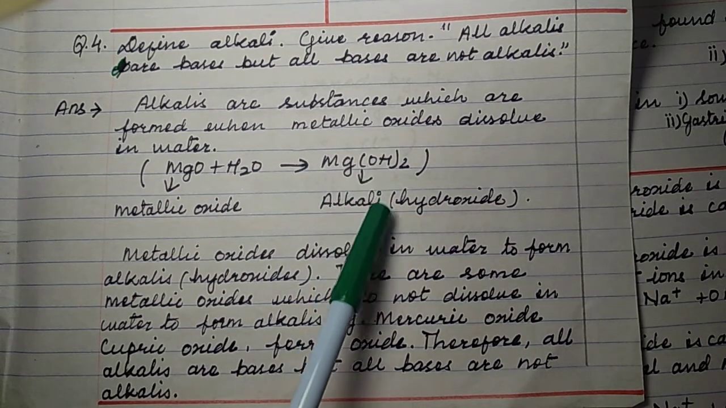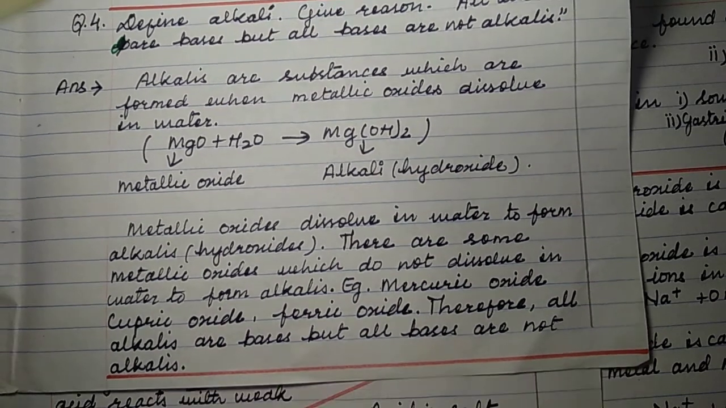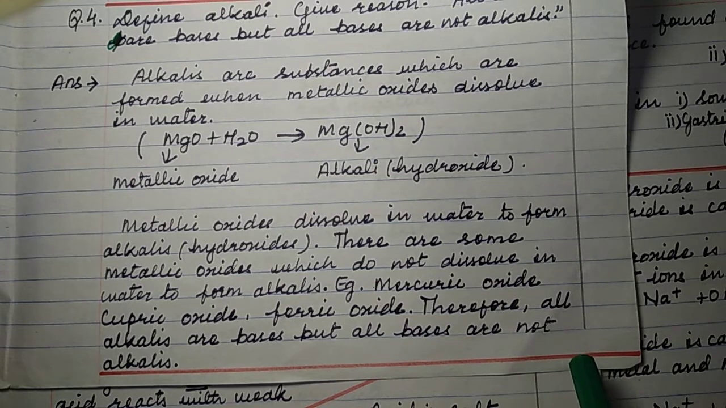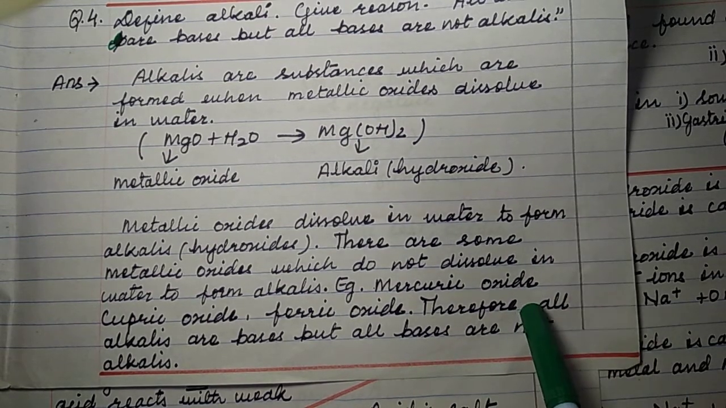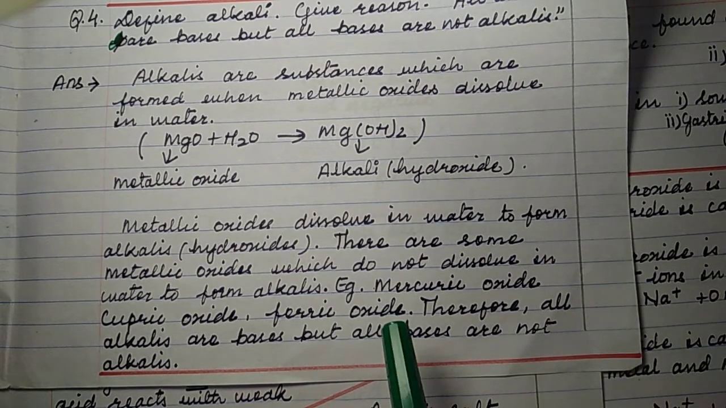Magnesium hydroxide is an alkali. So alkalis are such chemical substances. Now the next part of the question is: all alkalis are bases, but all bases are not alkalis. Give reason. All alkalis come from bases, but all bases cannot become alkalis. So this is the question. You have to explain this point.